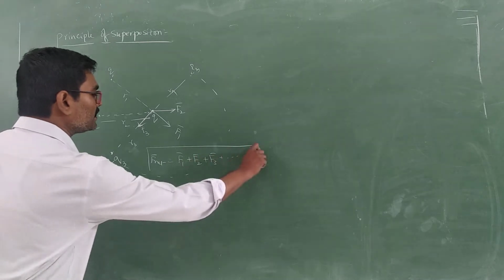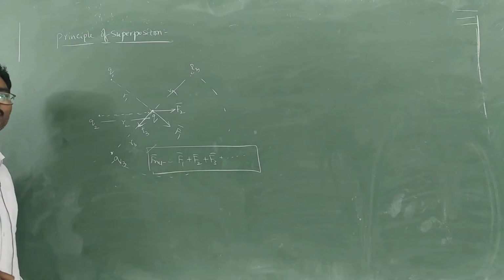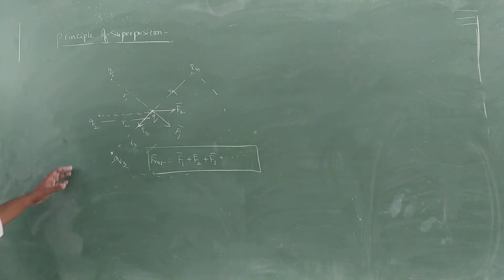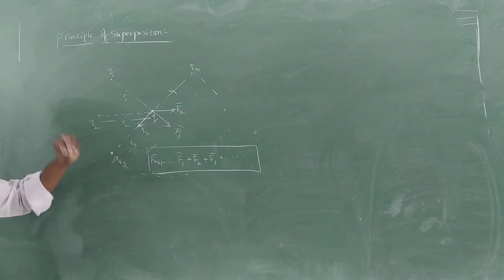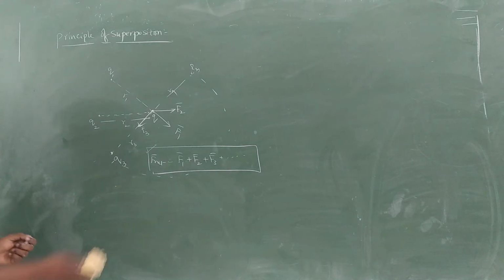So this is what you can say is equilibrium of charges. How to calculate the resultant force for a system of charges, for a 3-particle system, for a 4-particle system, that we will see now.